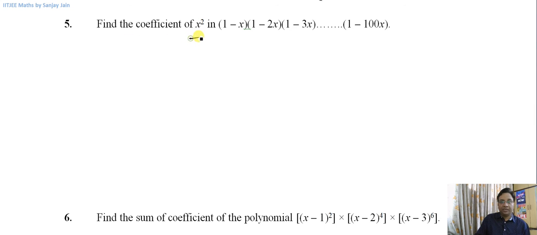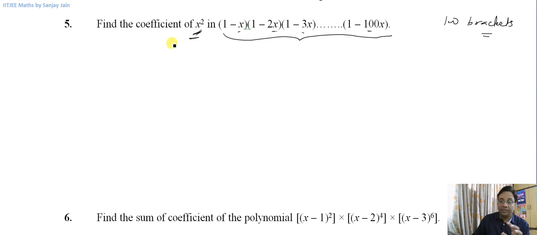Find the coefficient of x square in this product. So obviously, how many brackets are these? So this is 1x, this is 2x, this is 3x up to 100x. So there are 100 brackets in this question, right? Now you need to find the coefficient of x square. When you need to find the coefficient of x square, you need to see how x square is generated. X square will be generated whenever we multiply the terms containing x from any two brackets, and the constants, which are nothing but 1 in every bracket, from the rest of the 98 brackets.